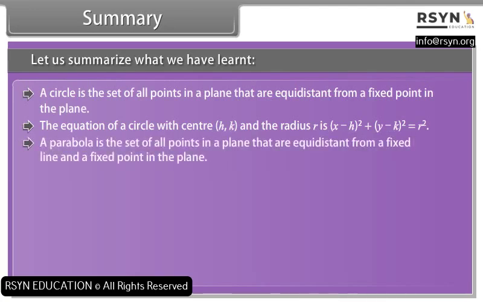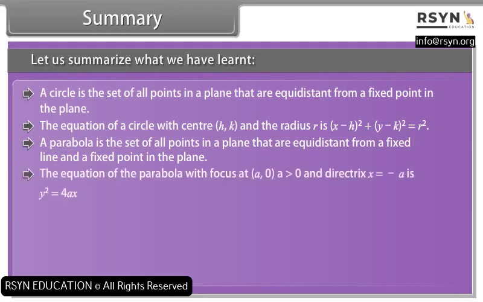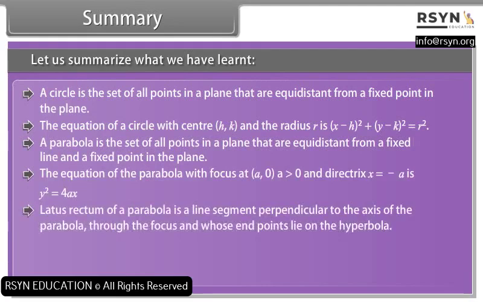A parabola is the set of all points in a plane that are equidistant from a fixed line and a fixed point in the plane. The equation of the parabola with focus at (a, 0), where a is greater than 0, and directrix x is equal to minus a is y square is equal to 4ax. Latus rectum of a parabola is a line segment perpendicular to the axis of the parabola through the focus and whose endpoints lie on the parabola. Length of the latus rectum of a parabola y square is equal to 4ax is 4a.